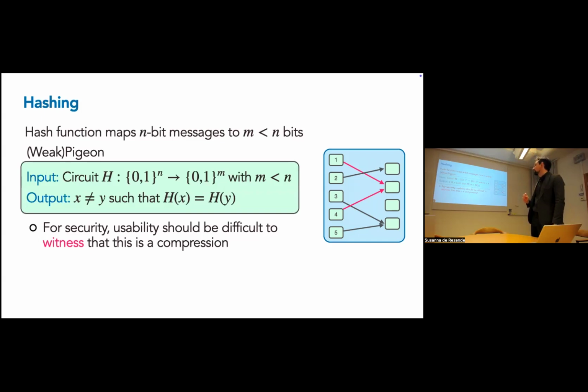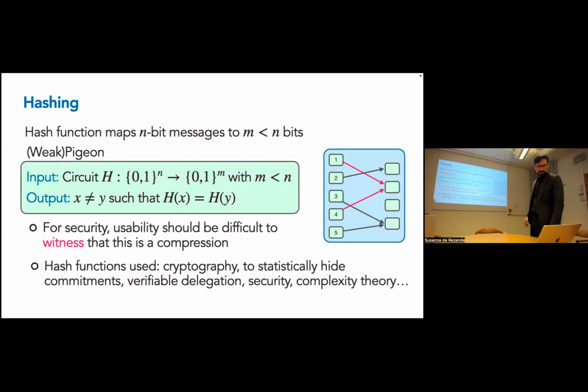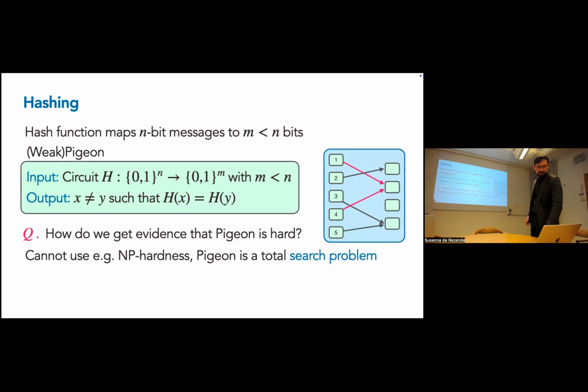That is, we want the following problem to be hard, which is the weak pigeonhole problem. You're given as input a circuit which maps n-bit messages to m-bit messages, and you want to find a collision. Hash functions are used all over the place in cryptography, statistically hiding commitments, verifiable delegation, security, complexity theory, and so on and so forth. A natural question is, how can we get evidence that this pigeon problem is difficult?